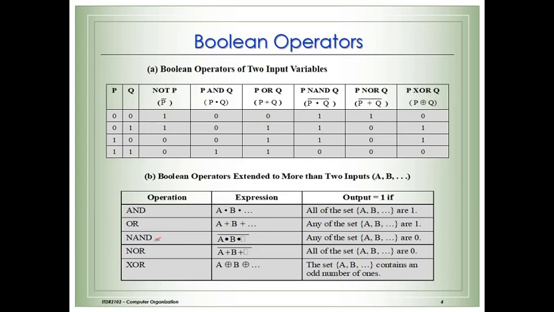For NAND, if you are going to use more than two variables, you will get the result 1 if any of the set are 0, meaning at least one of the operands has the value 0. In NOR, you will get the result 1 if all the set are 0. All the set are 0. And in exclusive OR, you will get the result 1 if there is an odd number of ones, meaning an odd number of variables have the value 1 in the inputs.